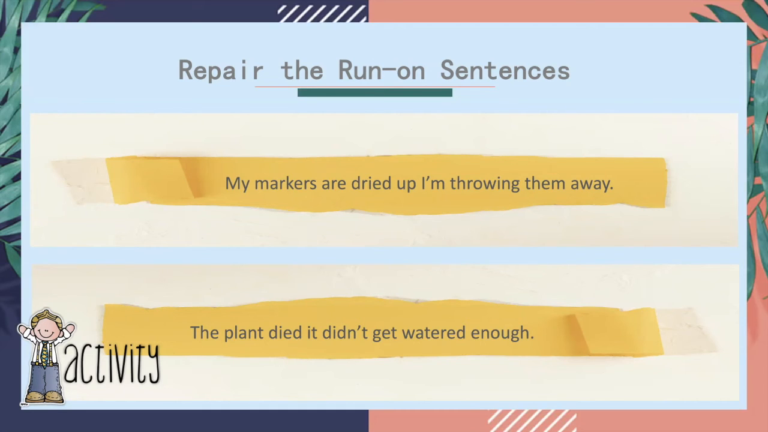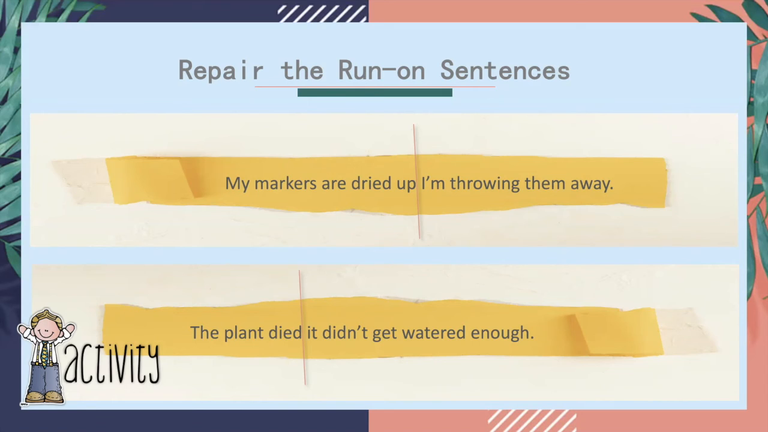So the clauses in the first sentence are: number 1, my markers are dried up; number 2, I am throwing them away. And the clauses in the second run-on sentence are: number 1, the plant died; number 2, it didn't get watered enough. After you have identified the clauses in the run-on sentence, you can use the conjunctions to link them up.